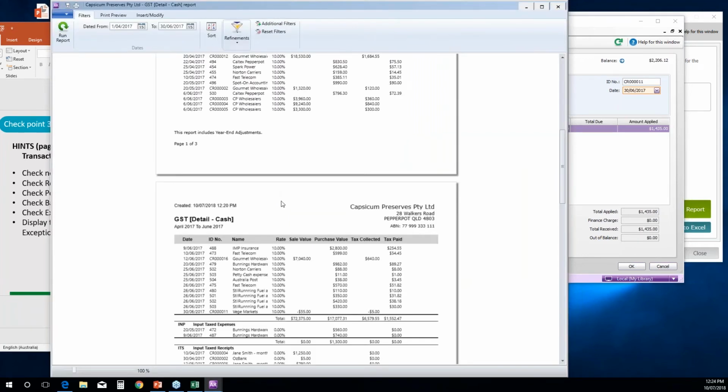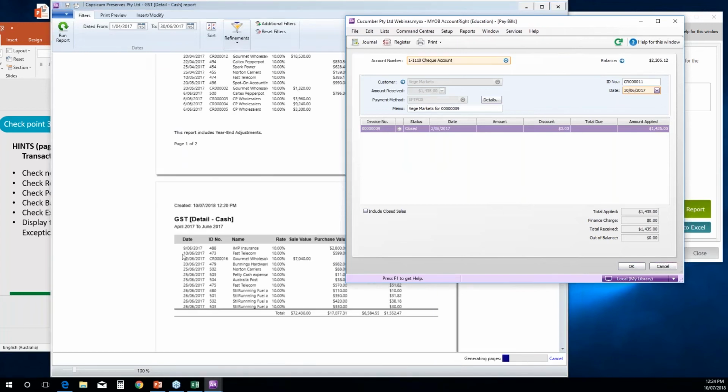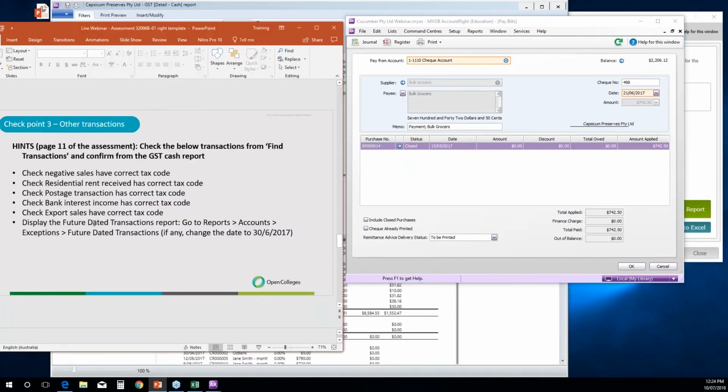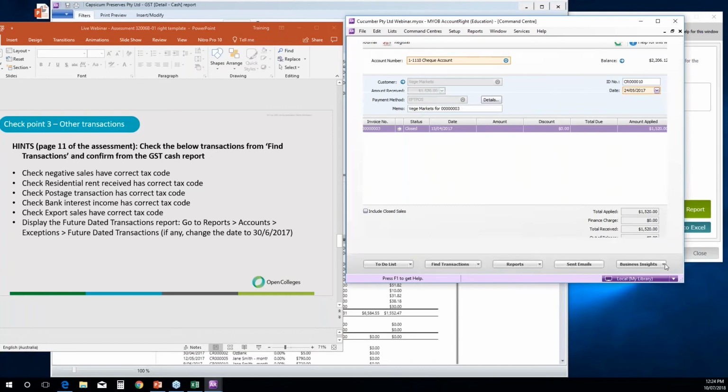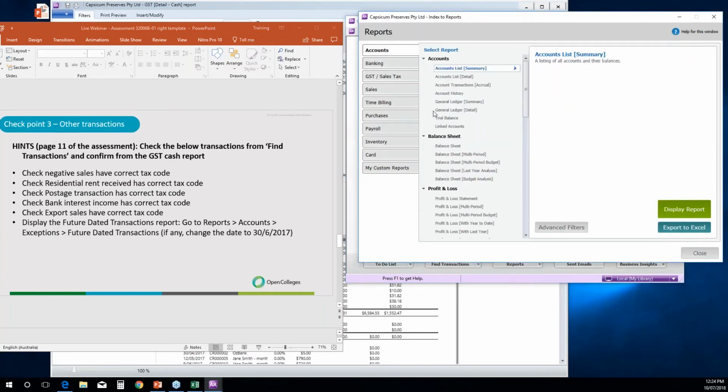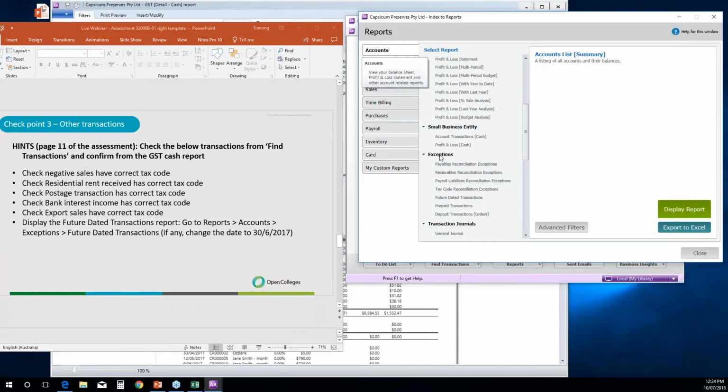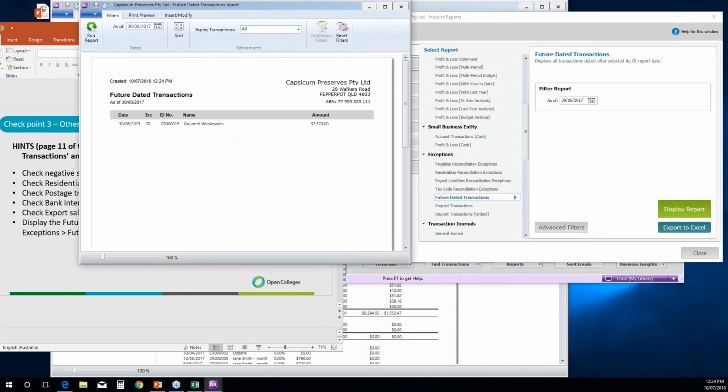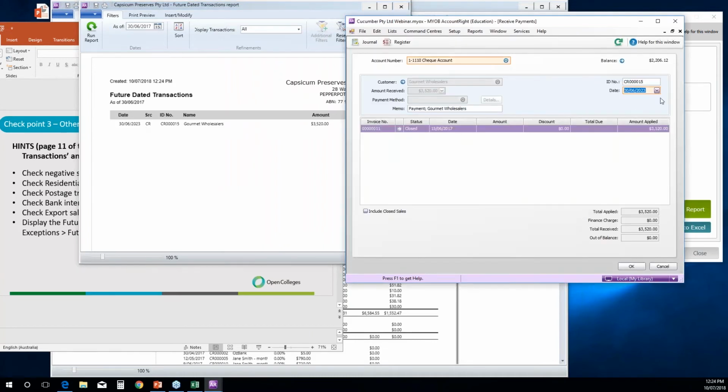the invoices and transactions. So you can cancel this one. You can do the future dated transactions as well. Go to report, account, report, account, and here exceptions, future dated transactions, and just display. You will capture any date recorded using a future date. So all you have to do, click this and then change it to 2017, right? And say okay.